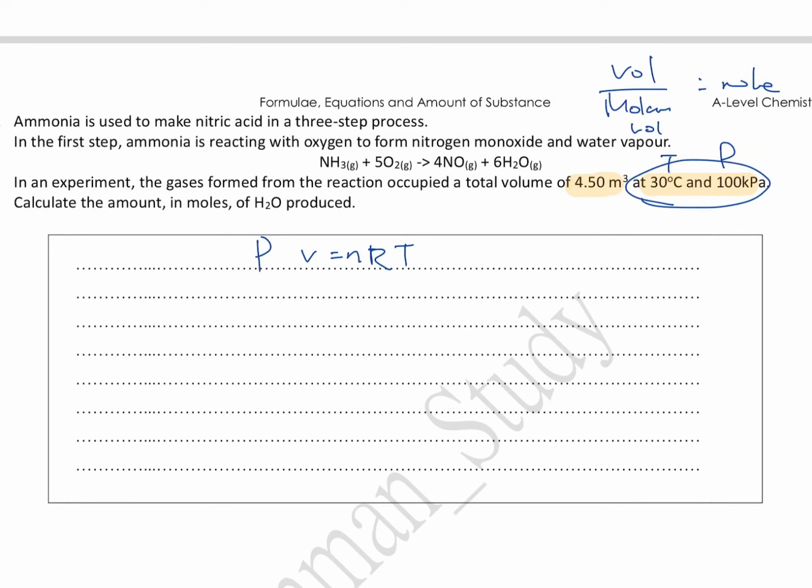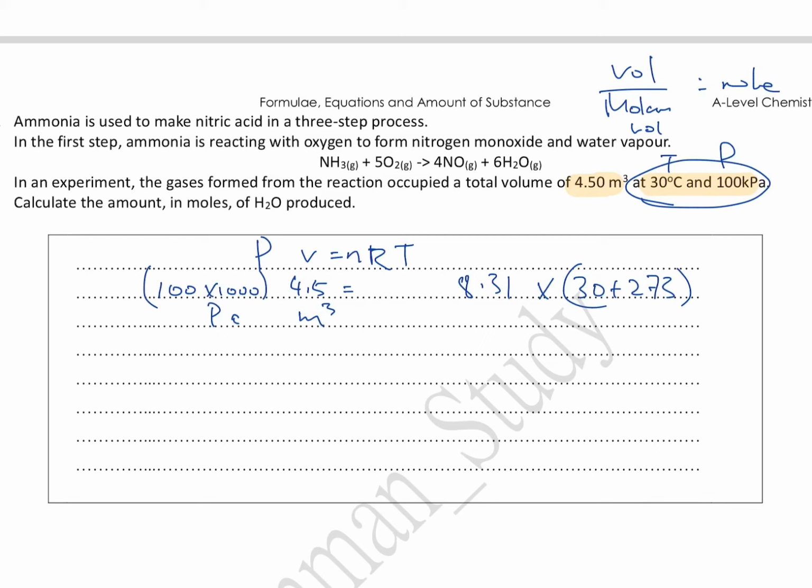Therefore, based on the volume, I can directly put in 4.5, and then the pressure will be 100. If I'm using meter cube, then I have to divide the volume by 1000, and times 1000 to change the pressure into Pascal. Here it's meter cube. Then R is 8.31 all the time, and the temperature will be 30 plus 273.